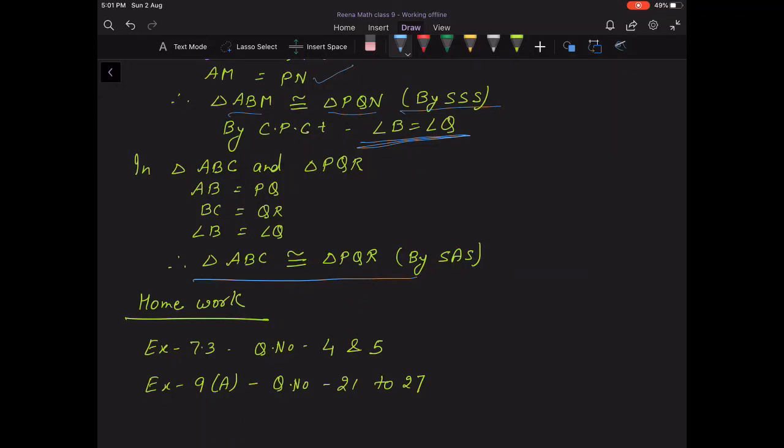Question number 4 and 5 are very simple. You try to do it. And exercise 9A, question number 21 to 27, you try to finish.